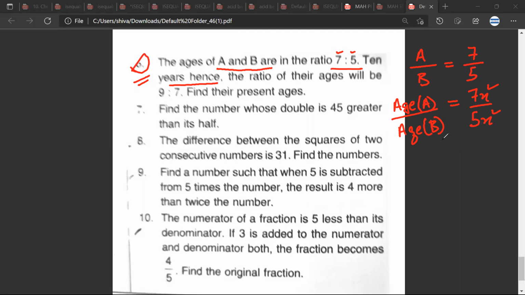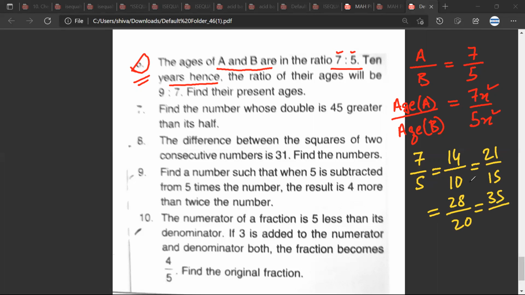See, why we do this is their ages can be 7 and 5. Their ages can be 14 and 10. Their ages can be 21 and 15. Their ages can be 28 and 20. Their ages can be 35 and 25. Have you understood the logic?